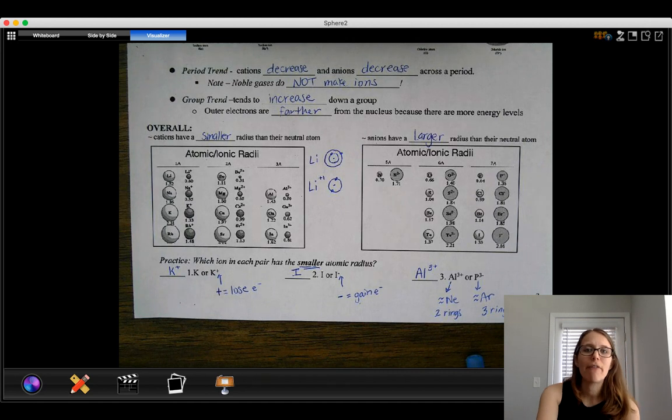Those are the first 2 of our periodic trends, looking at the size of atoms and the size of ions. And on page 4, we will be looking at the last 3 of the periodic trends.